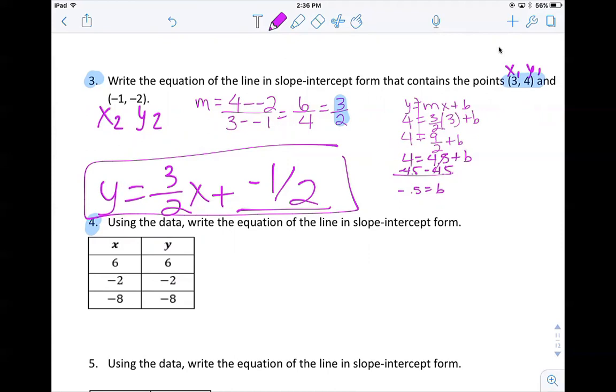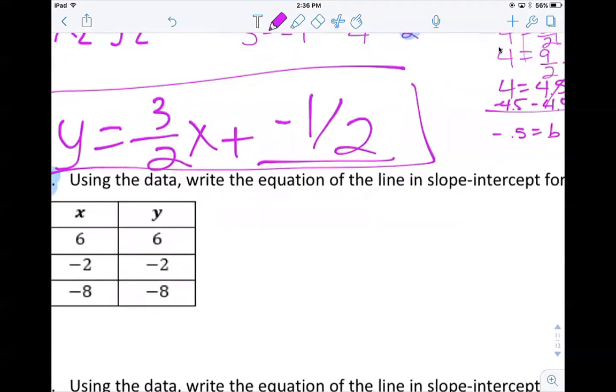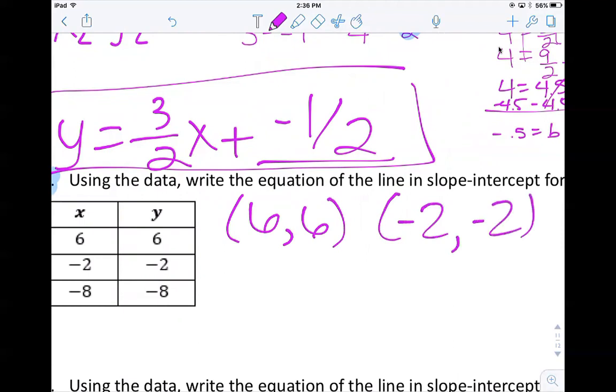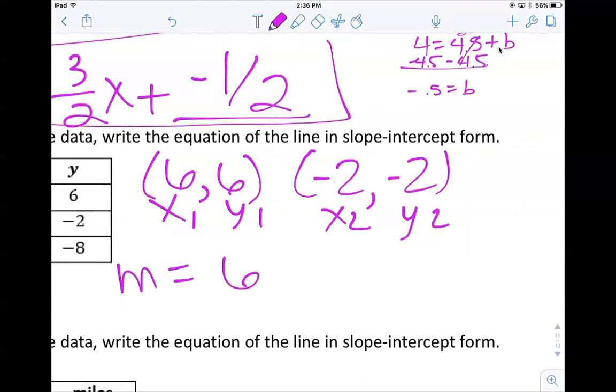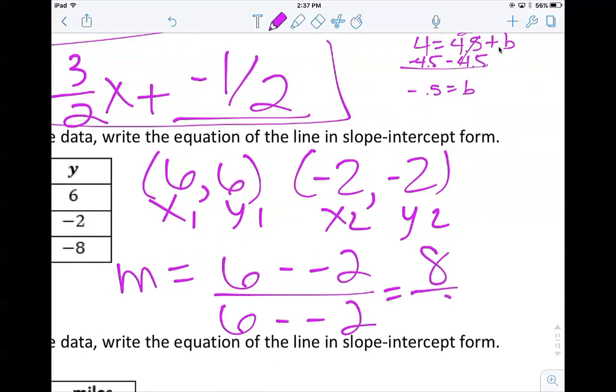All right, to finish, for the last one, number 4, we have our 2 ordered pairs. I'm just going to pick the first 2. So 6, 6 and negative 2, negative 2. And we want to find our slope. So we're going to do y minus y over x minus x. So 6 minus negative 2 over 6 minus negative 2. So this ends up being 8 divided by 8, which is going to be the number 1.